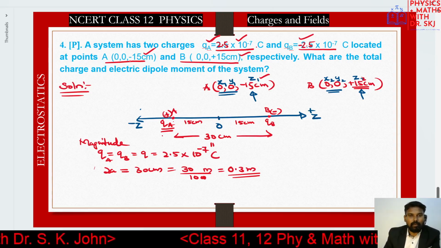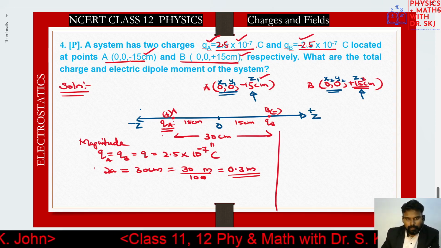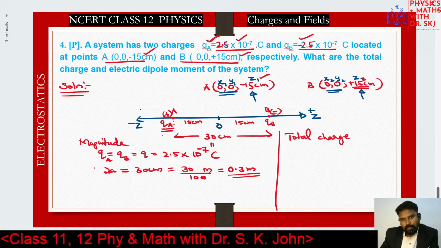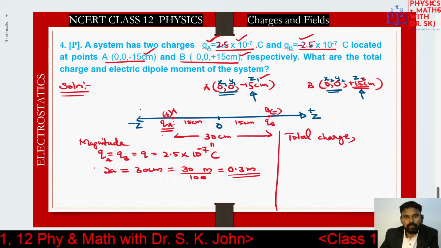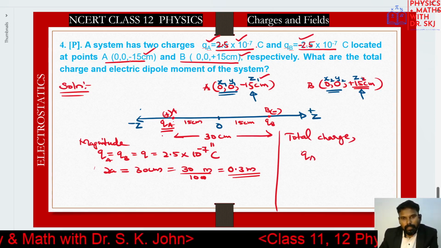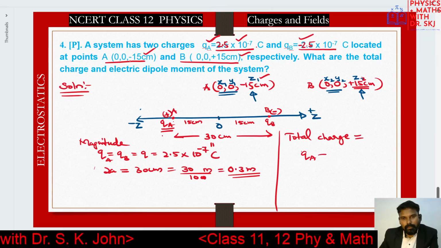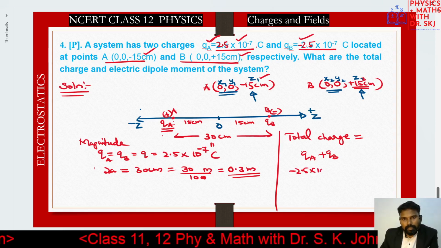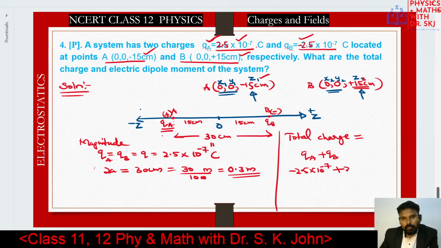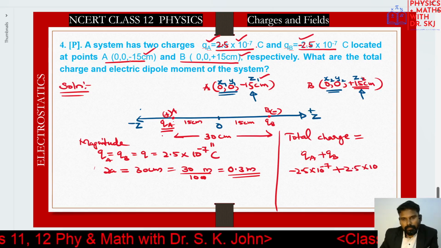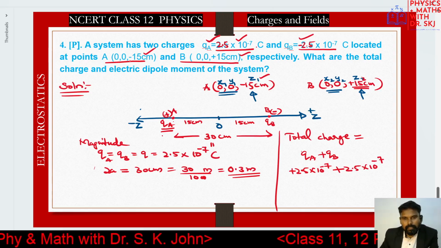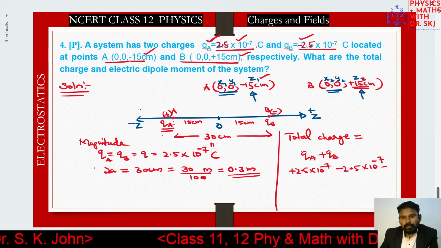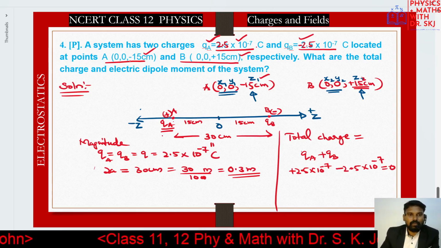Total charge and electric dipole. Total charge is the sum of the two charges, QA plus QB. One is minus 2.5 into 10 raised to minus 7. The other is 2.5 into 10 raised to minus 7. QA is plus and this is minus anyway, no problem. So the answer is 0. Total charge is 0. Okay, so the first answer is done.